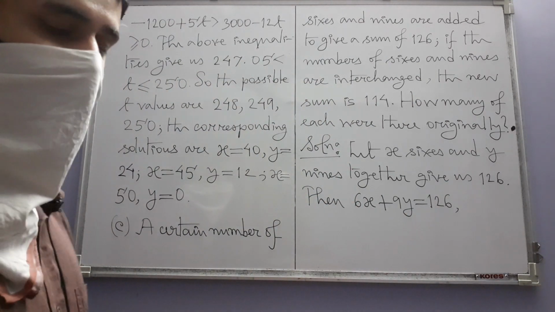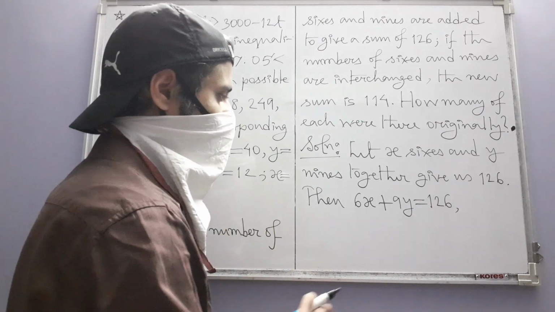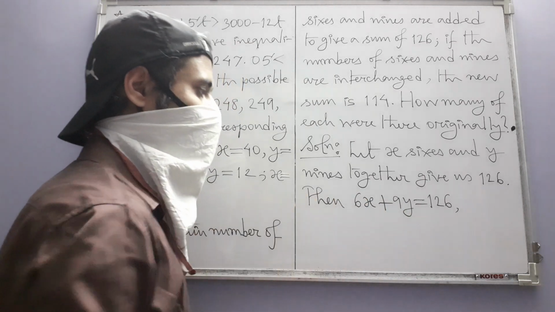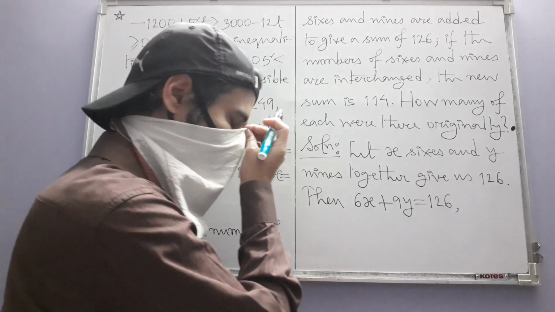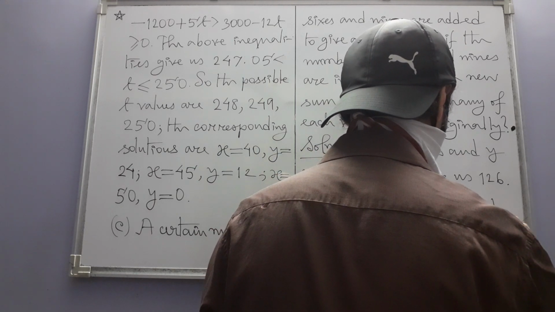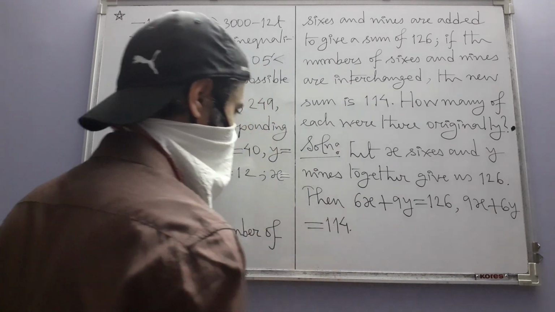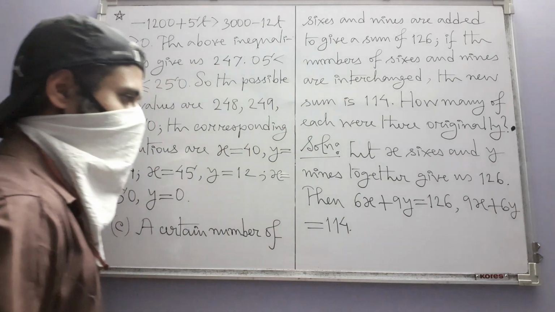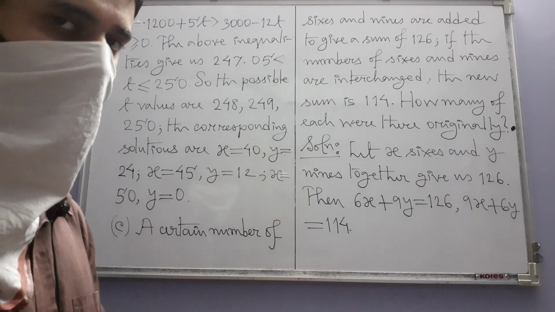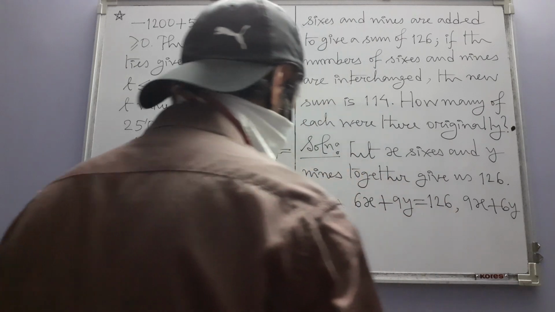But if these two numbers are swapped, now say you have x here and y there, then that new sum is 114. So 9x plus 6y is 114. So now it's a matter of just solving these two equations, and it turns out that the solution, that is both the x value and the y value, are actually integers, and that solution is this.